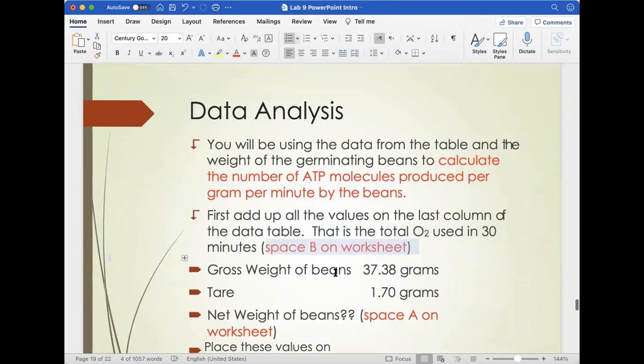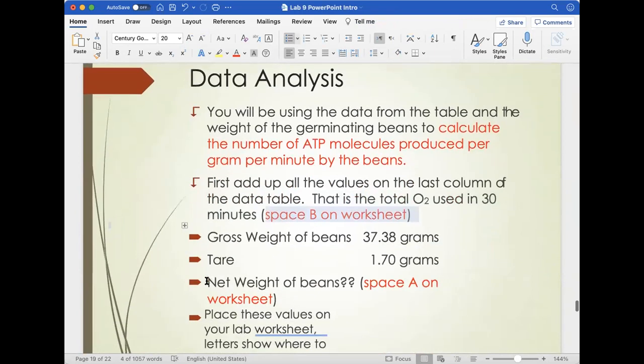Then it'll ask for the net weight of the beans, and to find that, we give you the gross weight of the beans, and the tare. The word tare has to do with the fact that when we weighed these beans, they were on some sort of dish that also had a weight. So to find the net weight of the beans, you just need to take 37.38 and subtract out the tare, the 1.7, and that will be space A.